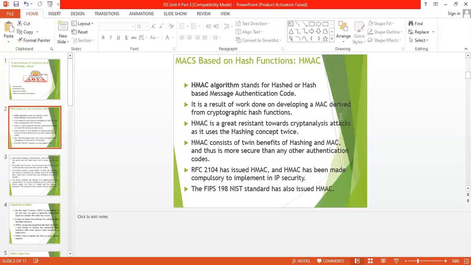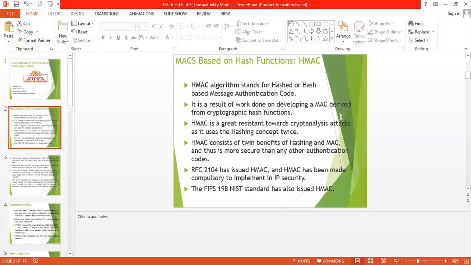HMAC consists basically of twin benefits. One is the hashing and the other is the MAC. So it is more secure than the other authentication codes. It is issued by RFC 2104, and the HMAC or hash function based MAC has been made compulsory to implement in IP security. So basically, we can say that when we use MAC combined with the hash function, then it is called the HMAC. HMAC is the MAC based on the hash function.